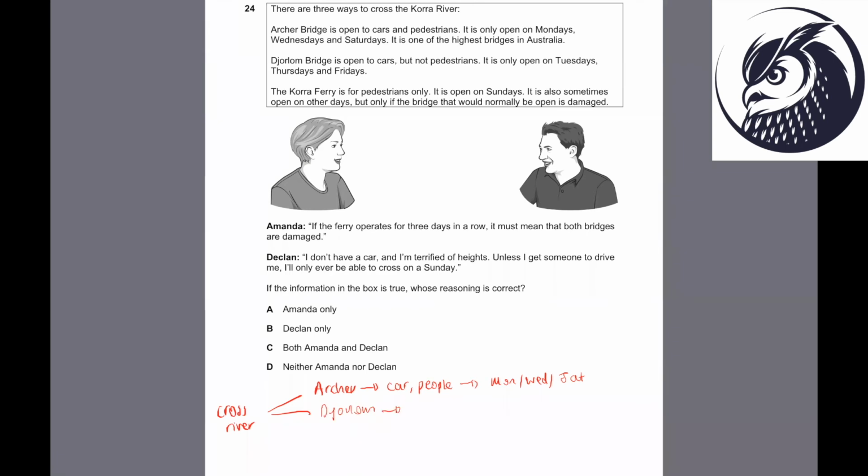Right, and the Jordan Bridge is only open to cars, and it's only open on Tuesdays, Thursdays, and Fridays. And then lastly, you have the ferry, the Kora ferry. And again, this is for people only, and it's only open on Sundays plus other days when the bridge is damaged. So I'm just going to write when bridge is damaged.